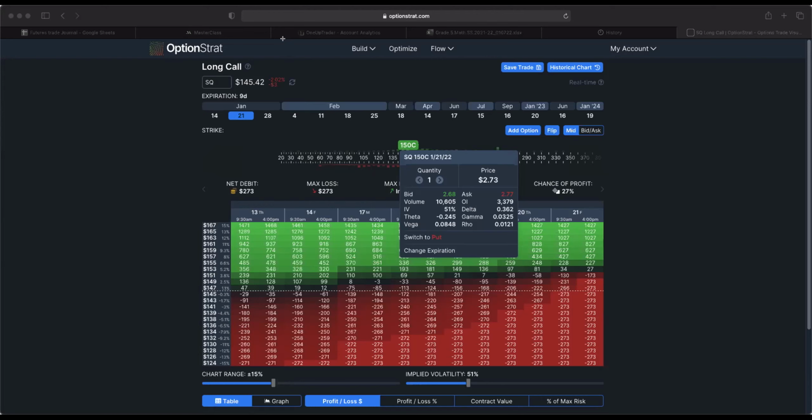You're not biased towards the stock. Market goes up, you're long. Market goes down, you're short, right?